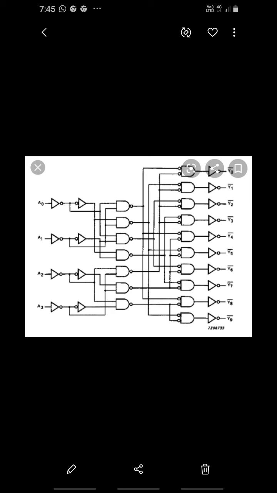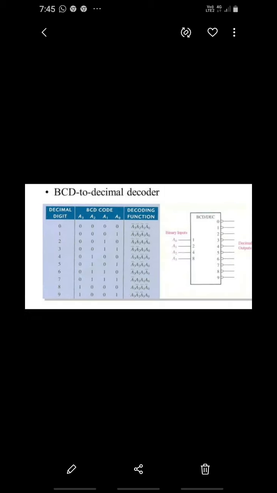So in this logic diagram, you can take the circuit logic diagram. So here, from this truth table, we can write the outputs, decoding output functions.